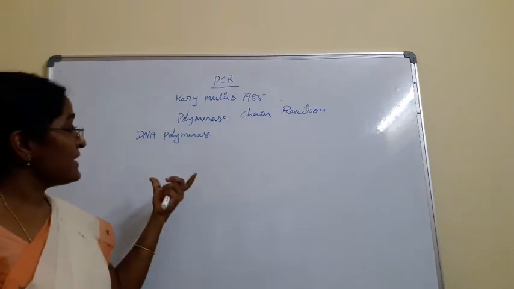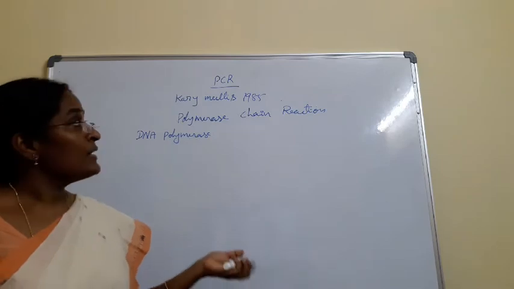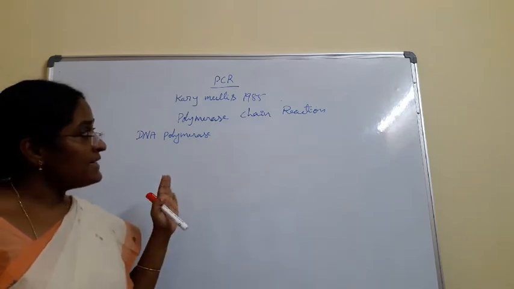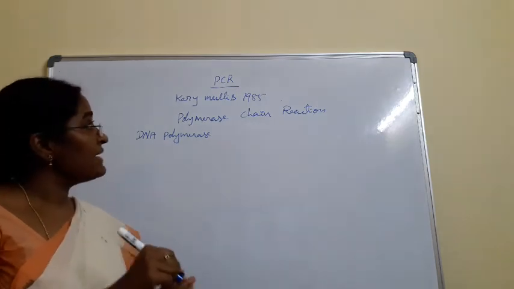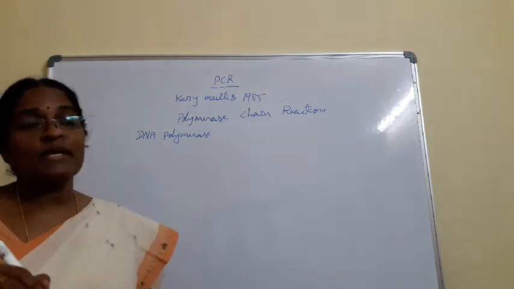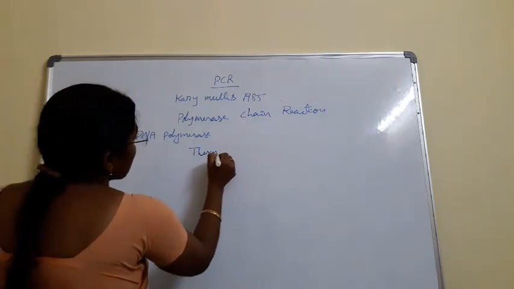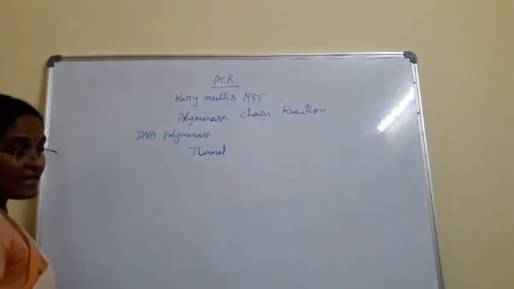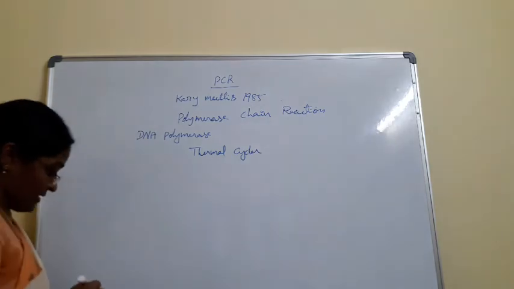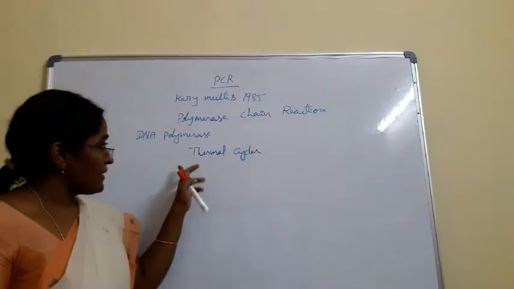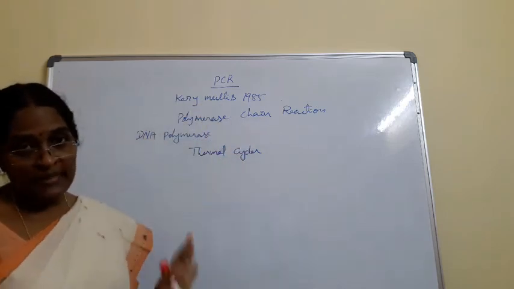This reaction takes place in PCR tubes. The reaction is automated in a device known as a thermal cycler. It is an automated temperature control device. This is the introduction of PCR.